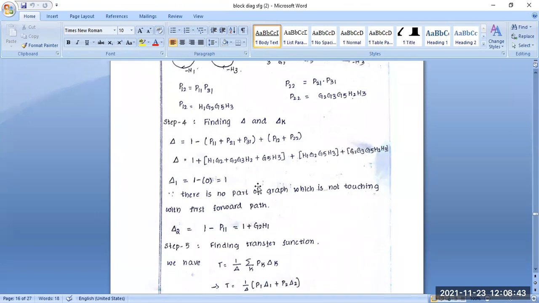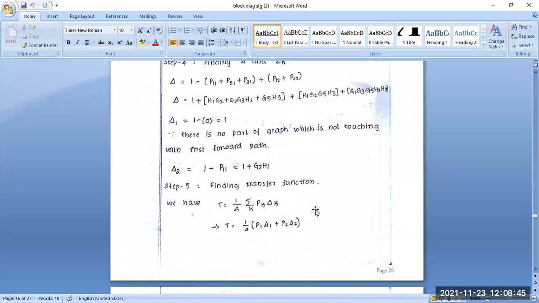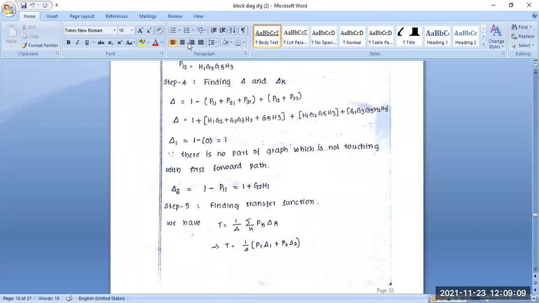This is step 4. Then finally we have to apply step 5, you have to apply the Mason gain formula. So first, sorry, last step 5, finding transfer functions. So we have to apply the Mason gain formula, that is T equals 1 by delta, summation of K, where K goes from 1 to K, P_k del K. So we have to easily put these values from here.